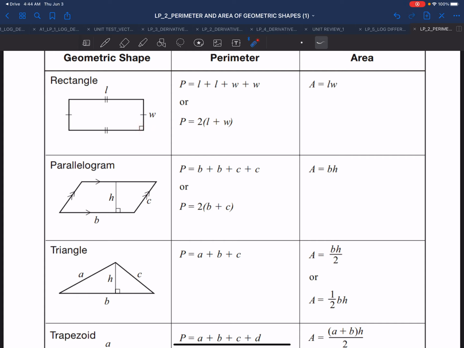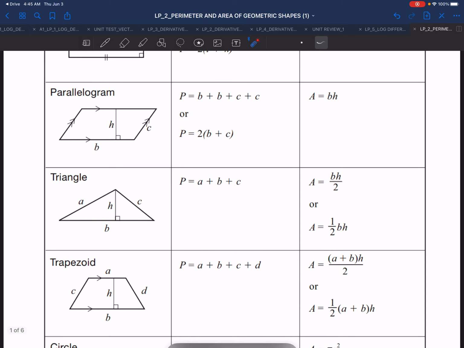The perimeter of a parallelogram is the lengths of the two bases, B plus B, and the lengths of these two sides, which we are calling C in this case. In a simplified form, it is double B plus C. The area of the parallelogram is the product of the base with the height, which is a perpendicular drawn between the two parallel sides.